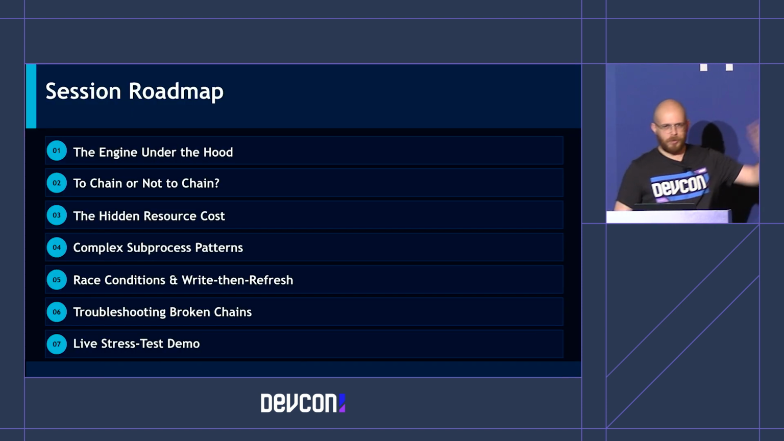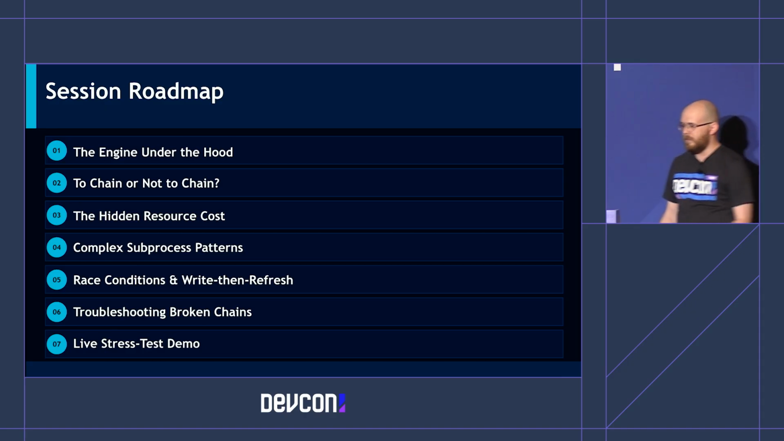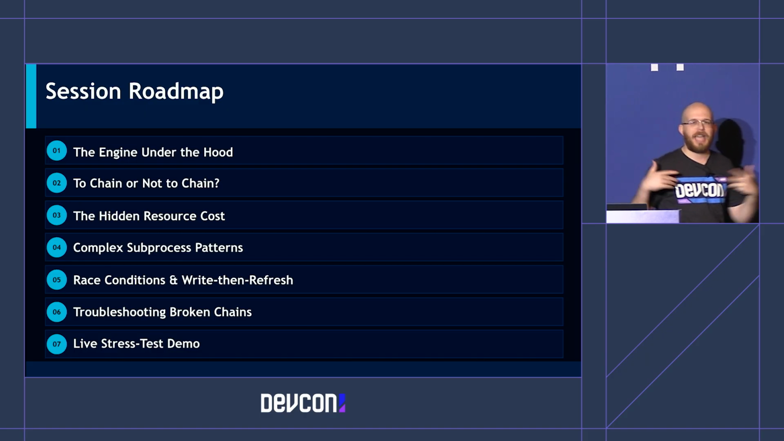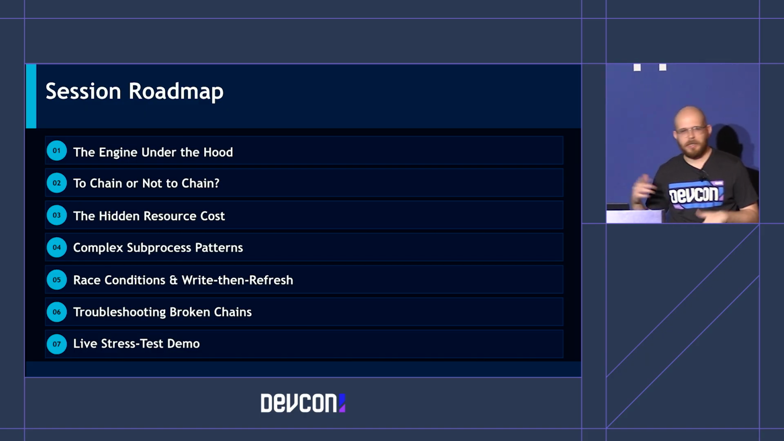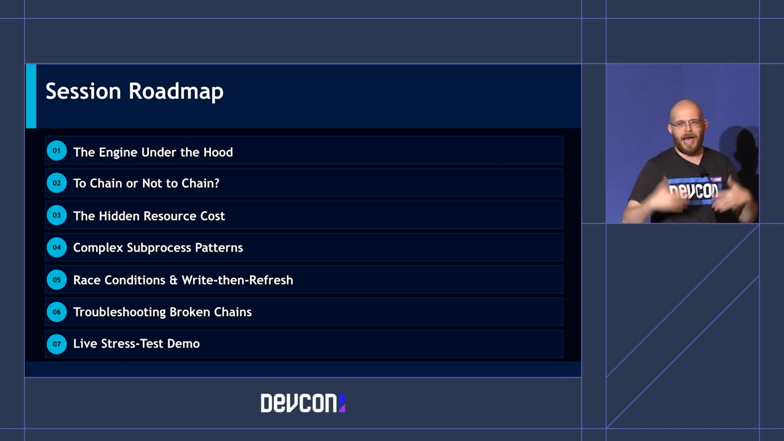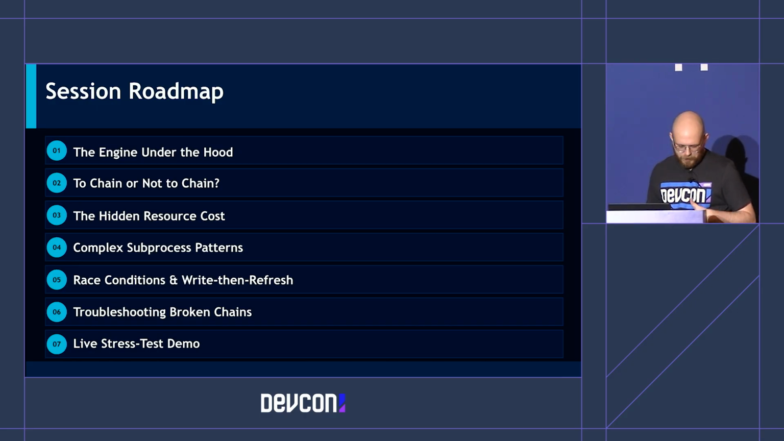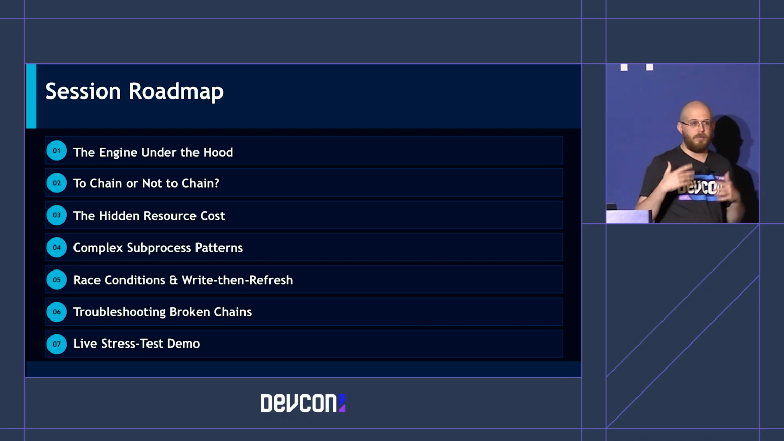So walking through the session roadmap today, we've broken this up into 7 distinct groups. Step 1 is going to be the engine under the hood. So what's actually happening when your chain runs in the background, right? Step 2 is to chain or not to chain. That is the question, right? We're going to be talking through some common use cases of activity chaining, some places you might want to avoid it. Step 3, the hidden resource cost, right? So some things your architect might have skipped over, right?